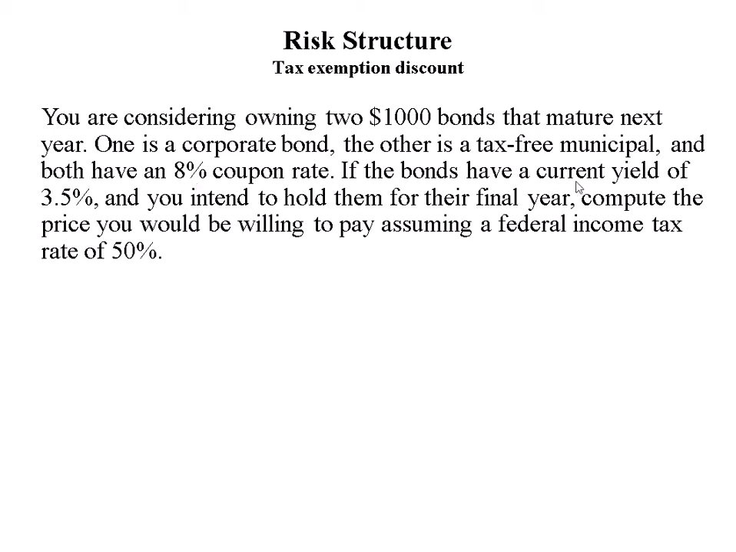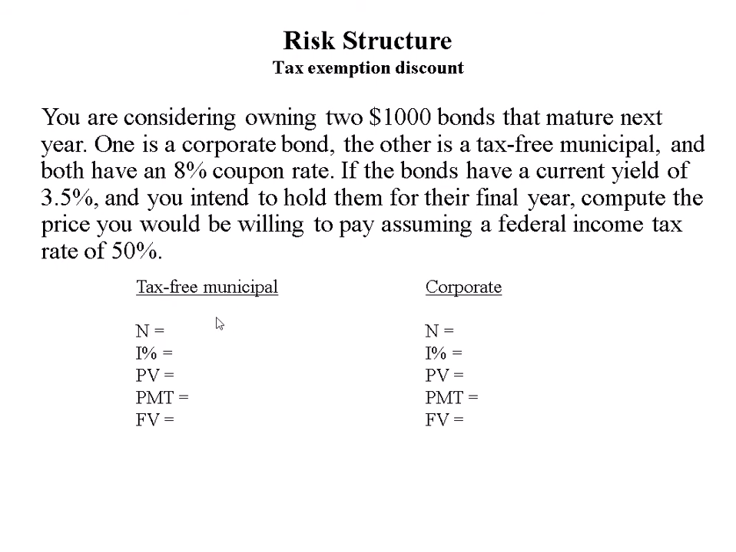If the bonds have a current yield of 3.5%, and you intend to hold them for their final year, compute the price you would be willing to pay, assuming a federal income tax of 50%. So for the tax-free municipal one and the AAA corporate bond, where the default risks are about the same, and the face values are the same, $1,000, the tax-free municipal coupon payment would be $80, right? Because it's tax-free, and 8% of $1,000 is $80.